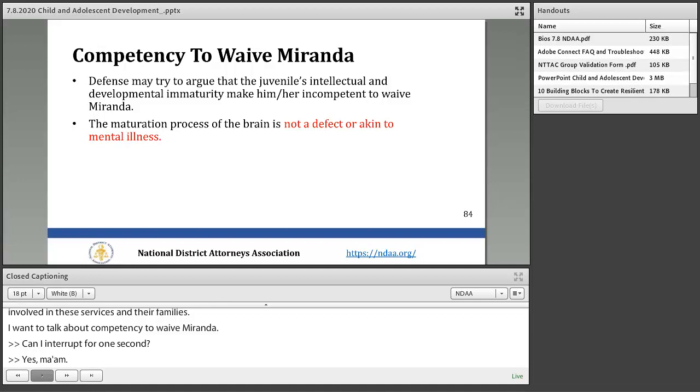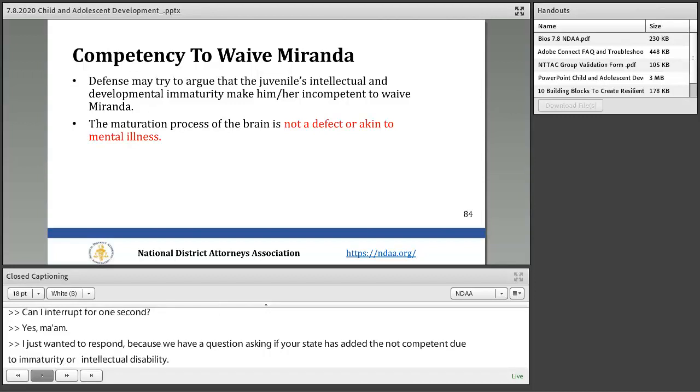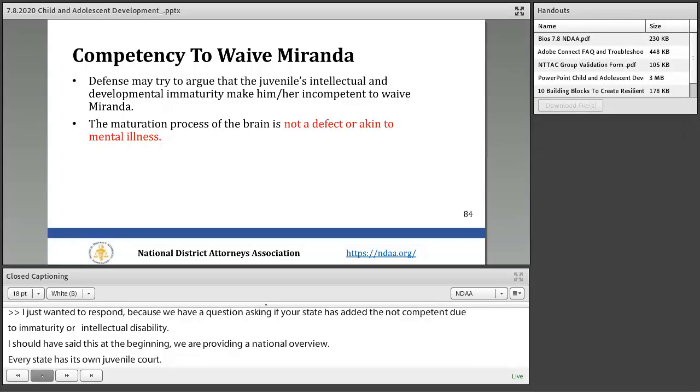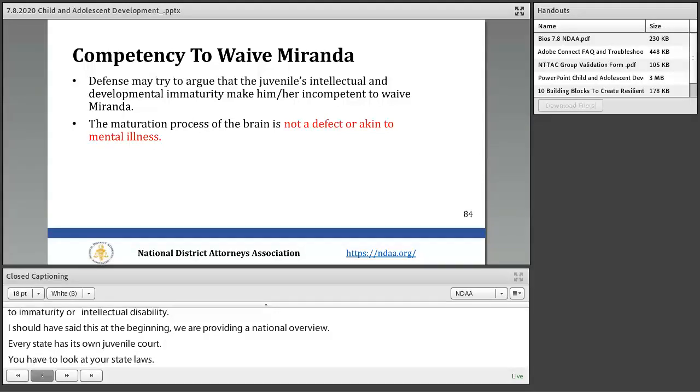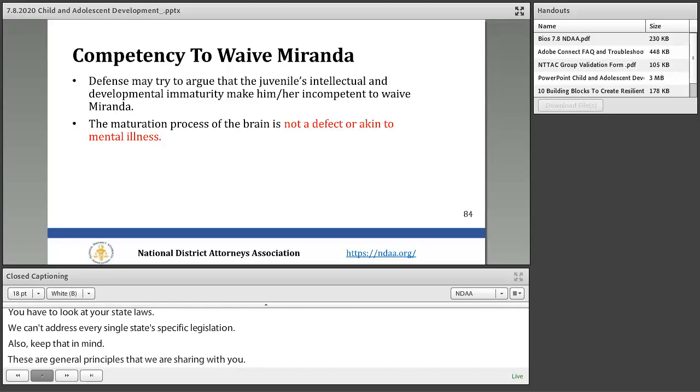Yes, ma'am. I just wanted to respond because we have a question asking if your state has added the not competent due to immaturity or intellectual disability. One of the things I probably should have said at the beginning is that we're providing a national overview. One of the challenges with working with the juvenile justice system is that every state has its own juvenile code. So everything we're giving you today, you have to look at your state laws. We can't address every single state's specific legislation, so keep that in mind. These are general principles that we're sharing with you, and of course, the state statutes will actually control in these situations. Just wanted to add that.